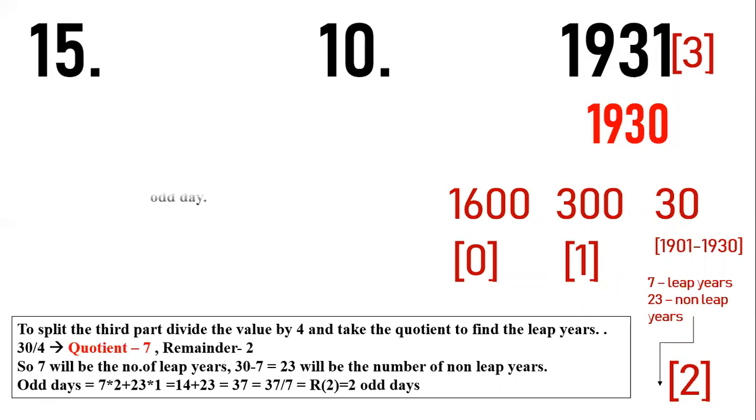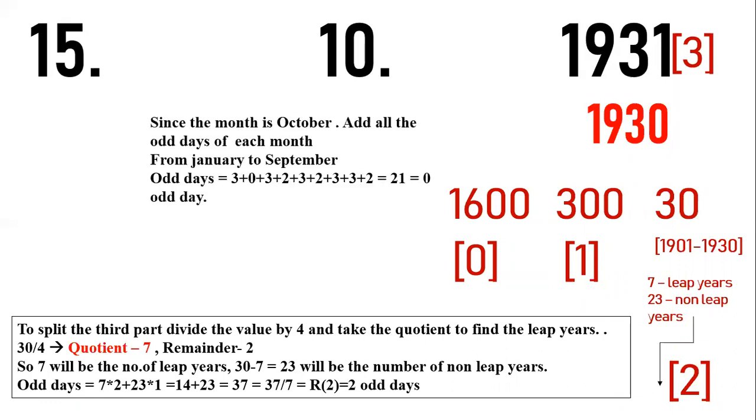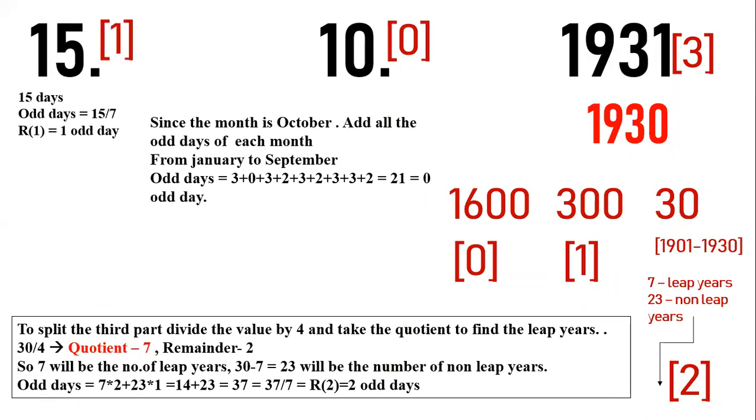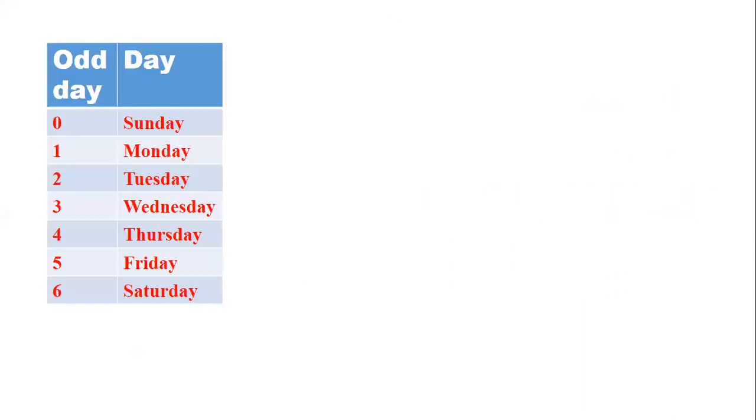Next month. Month is October. So we want to calculate the odd days from Jan to September. So odd days will be 0 because you are getting the sum as 21. So 0 odd. The next day, 15 means based on the previous problem, we can say it is 1 odd day. So now when you add odd days of day plus month plus year, you will get 1 plus 0 plus 3, which is 4, where 4 denotes first day.